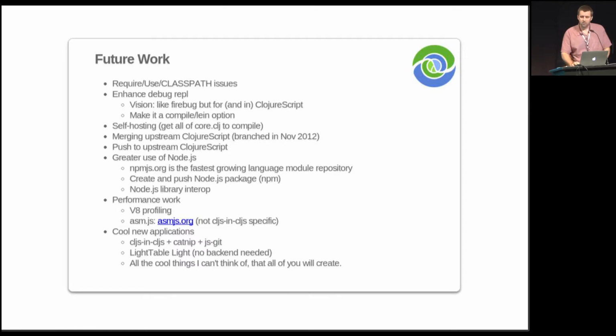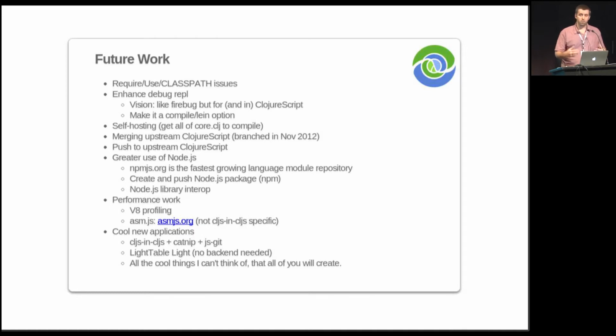All right, so the future. There's still quite a bit of work to do around require, use, and class path issues, because once you're in Node or in the browser, what does class path mean? If you're in Node, you could have some sort of equivalent to a class path where you look in a bunch of places to try and find new requires that haven't been precompiled. But in the browser, you don't really want to be doing a whole bunch of AJAX requests to try and find your dependency on your class path. So I'm not sure exactly what the resolution is there.